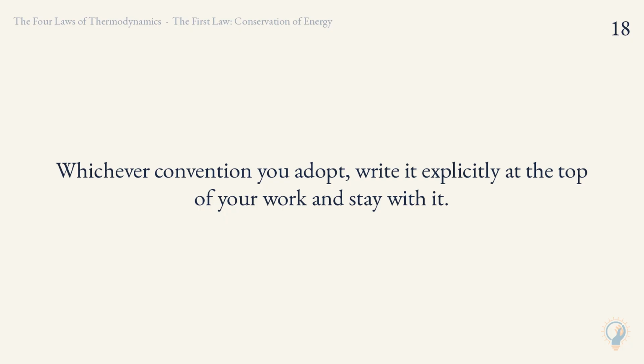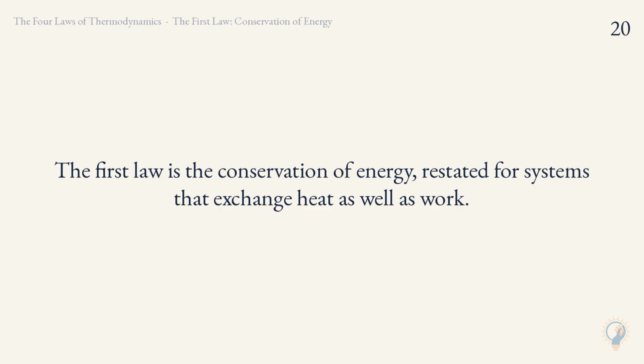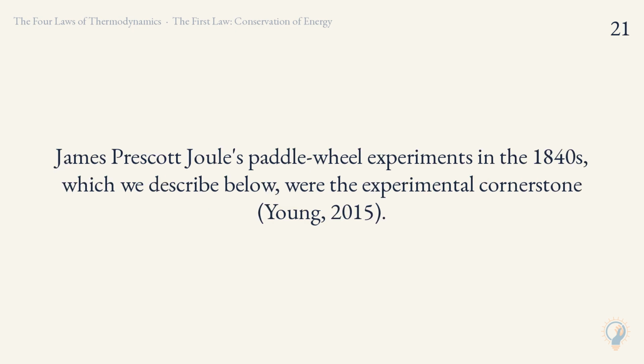Whichever convention you adopt, write it explicitly at the top of your work and stay with it. We use equation 3 throughout this chapter. The first law is the conservation of energy, restated for systems that exchange heat as well as work. James Prescott Joule's paddle wheel experiments in the 1840s, which we describe below, were the experimental cornerstone.